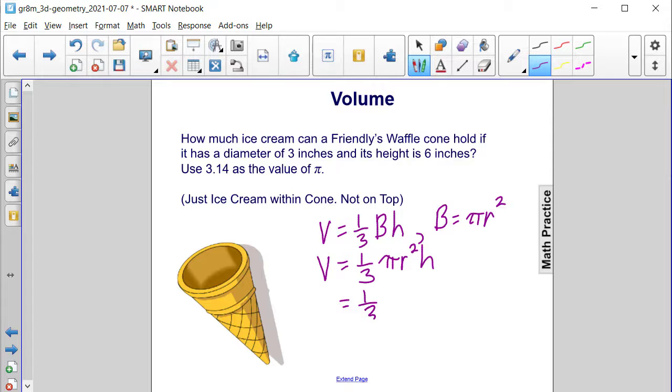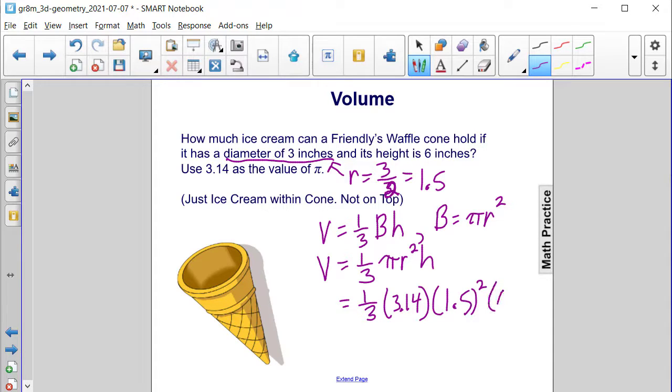We still have the 1/3. Pi, it says in this problem to use 3.14. And then our radius, we don't actually have that. We're told that the diameter is 3 inches. So then the radius will be half of 3, or 3/2, which is equal to 1.5. So we can put that in. And the height is 6 inches, so 6.